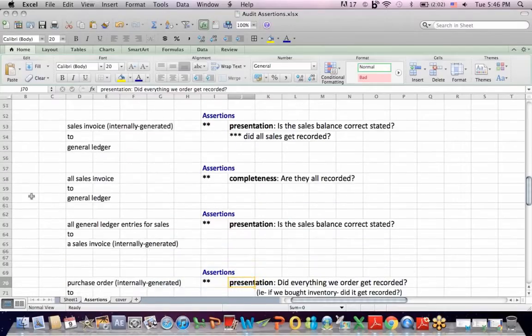A little twist now that we've looked at a shipping document: what about tying a sales invoice that you generate internally to the general ledger? Now we shift, and this has to do with presentation. Yes, you had a sale, but did the sale get recorded, which has to do with presentation, or are sales properly stated in your general ledger?